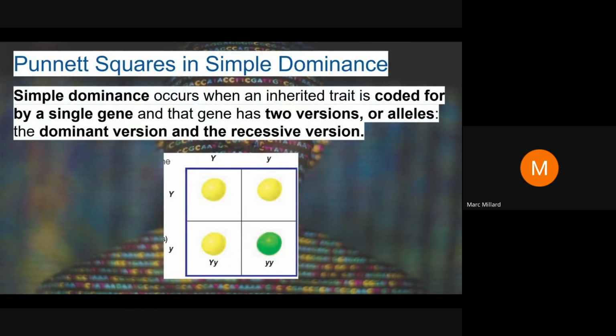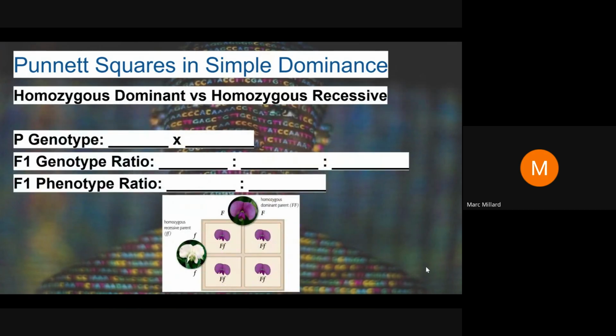So simple dominance occurs when an inherited trait is coded for by a single gene, and that gene has 2 versions or alleles, the dominant version and the recessive version. Like this example here, yellow is dominant, green is recessive. So we can go through different generations if we know our starting point.